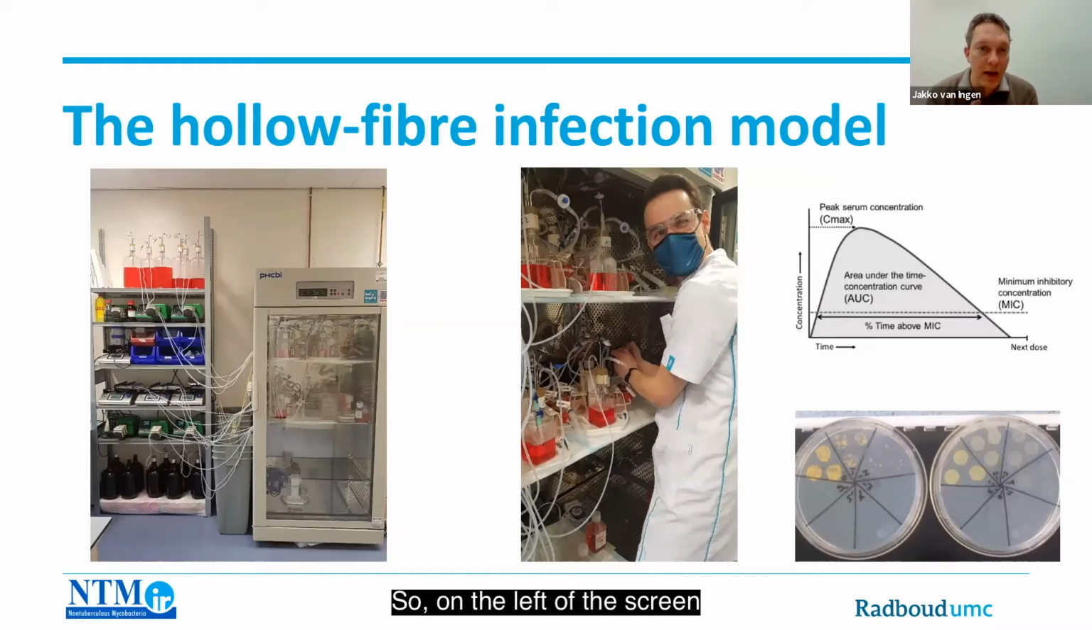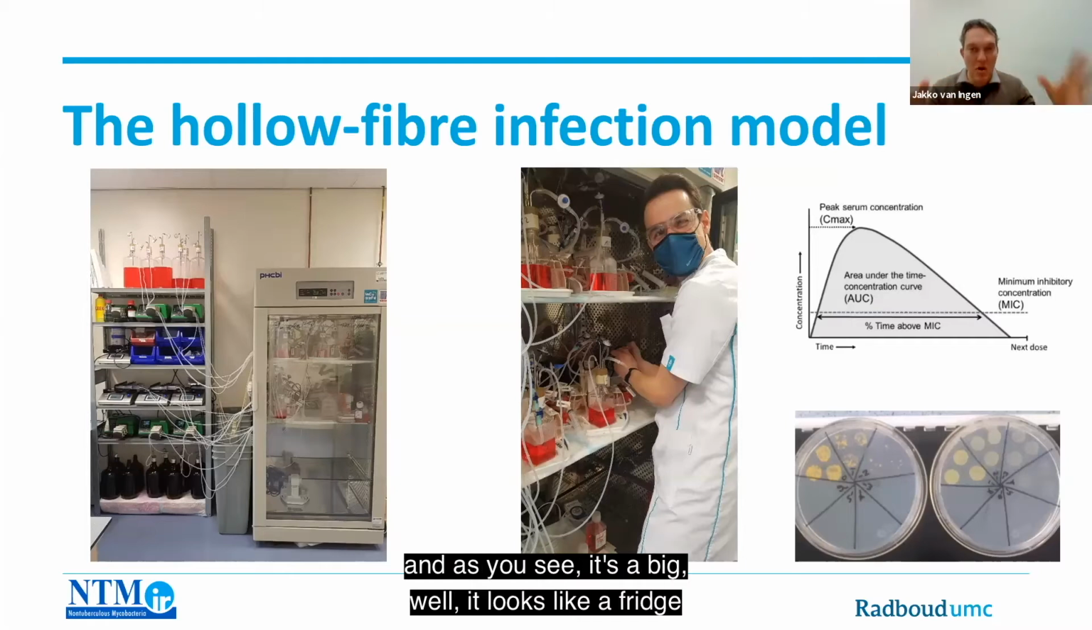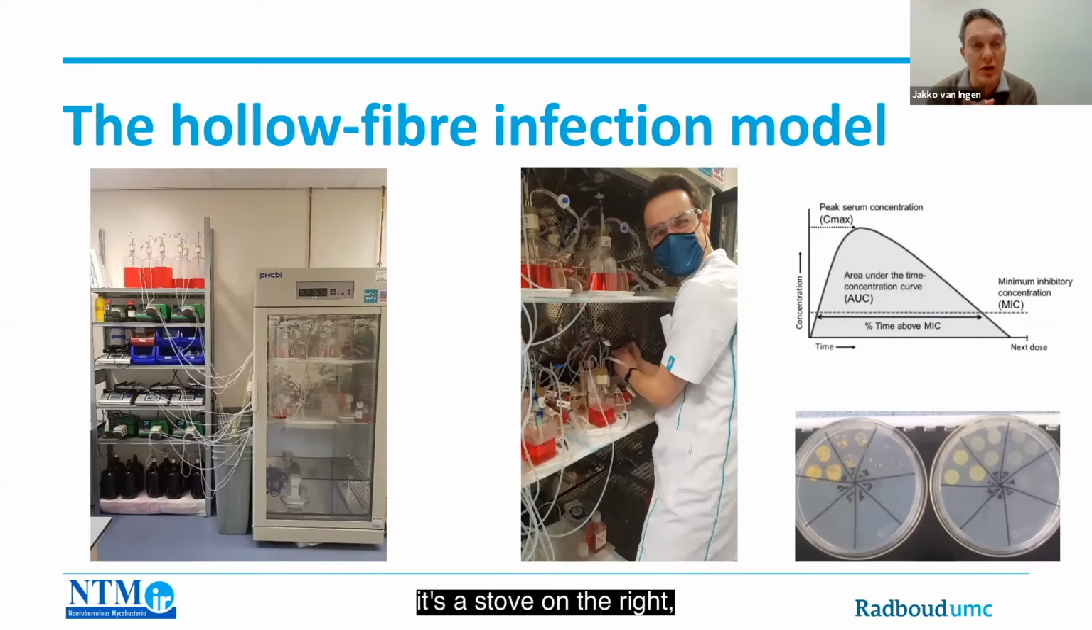So on the left of the screen, you'll see the actual hollow fiber model setup. And as you see, it's a big, well, it looks like a fridge, but it's actually warm on the inside. It's a stove. On the right, that's where all the mini lungs are. And on the left side of the picture, you see the bottles with the red liquid and all the pumps and wires. Jelmer will explain to you exactly what all that is.